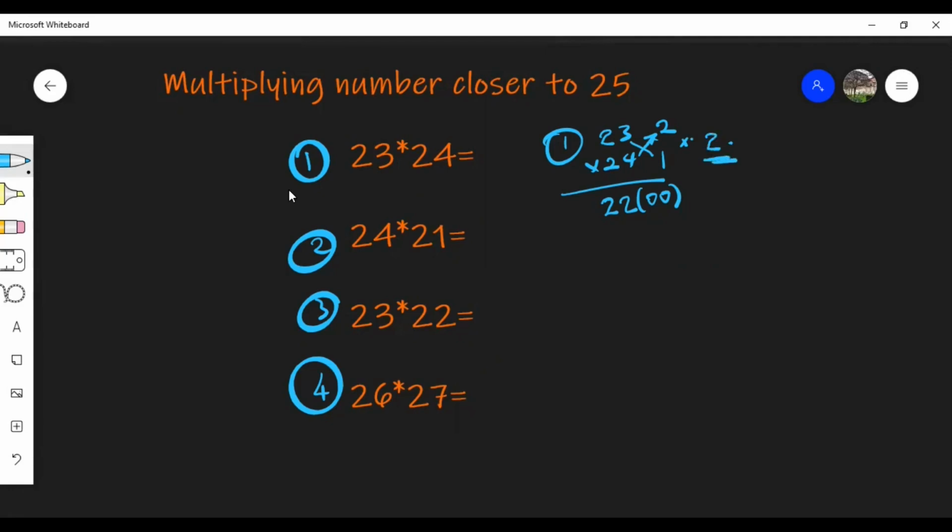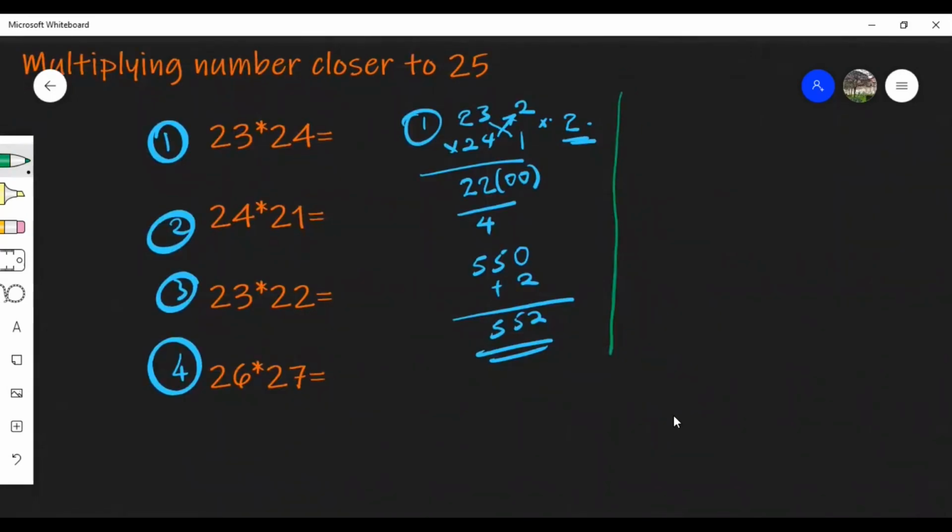But before you do that, you want to divide this by 4, because 25 is a quarter of 100. So this gives you 550 plus 2. So you have 552 as your answer. Now let's try the second sample question here to see how this one goes. So we have here 24 by 21.